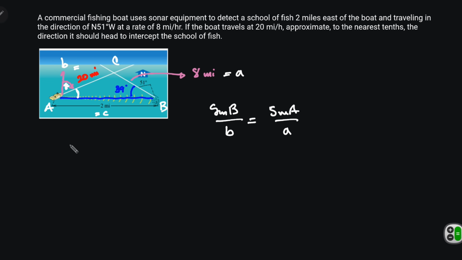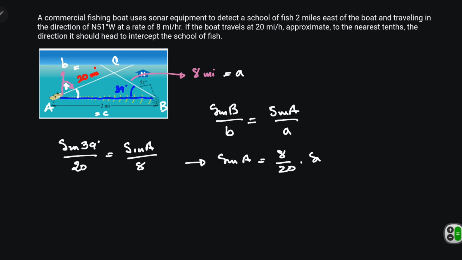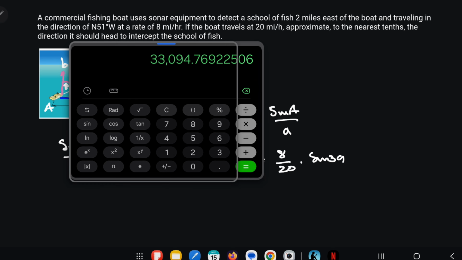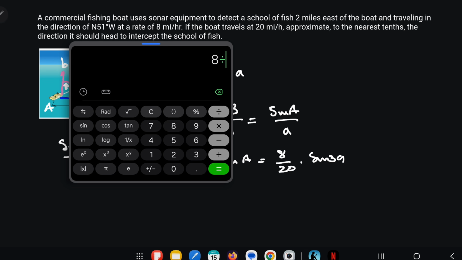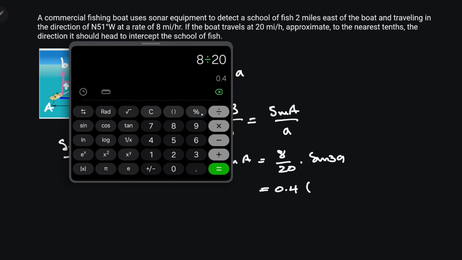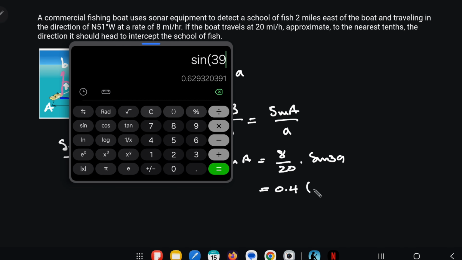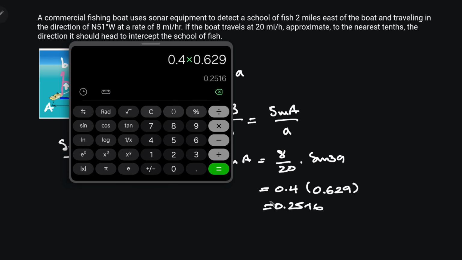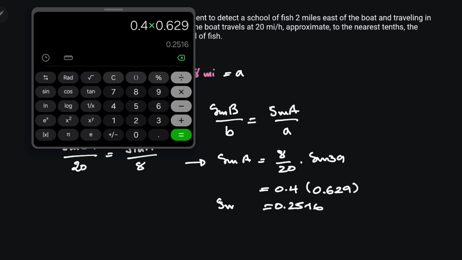Okay, so B is 39, so sine of 39 degrees over b, that is 20, my bad, b that is 20, is going to be equal to sine of A, the one that we're looking for, over a that is 8 miles. So we isolate this and we get that sine of A is going to be equal to 8 over 20 multiplied by sine of 39, right? Let's calculate this. 8 over 20 is 0.4, right? So 0.4. Sine of 39 is 0.629. If we multiply 0.4 times 0.629, we have 0.2516.